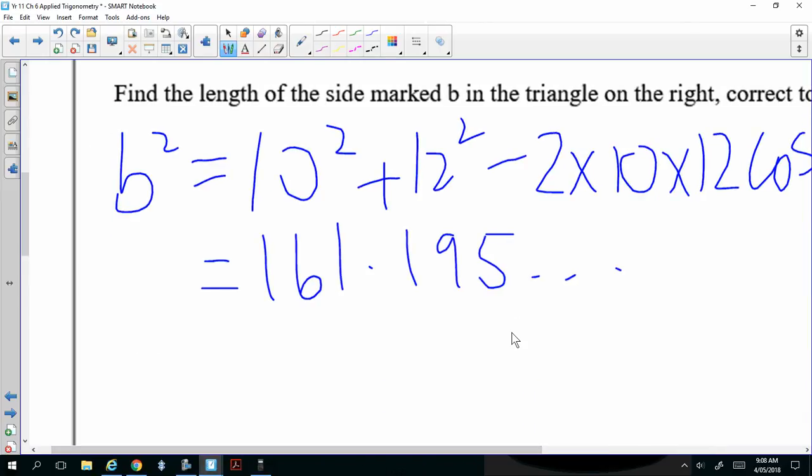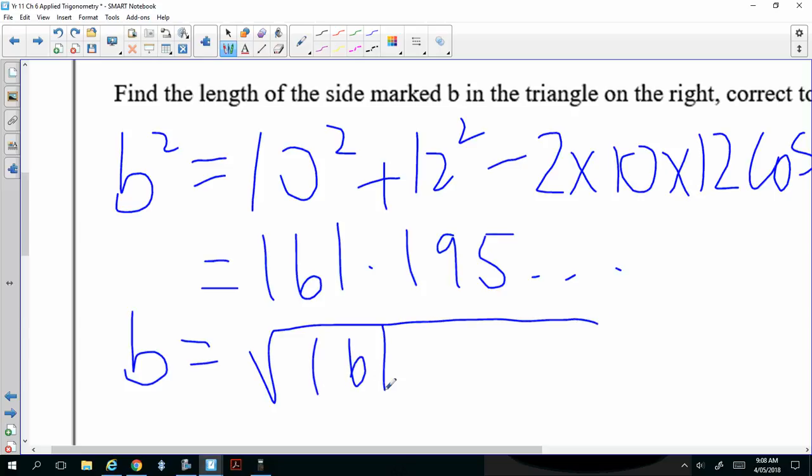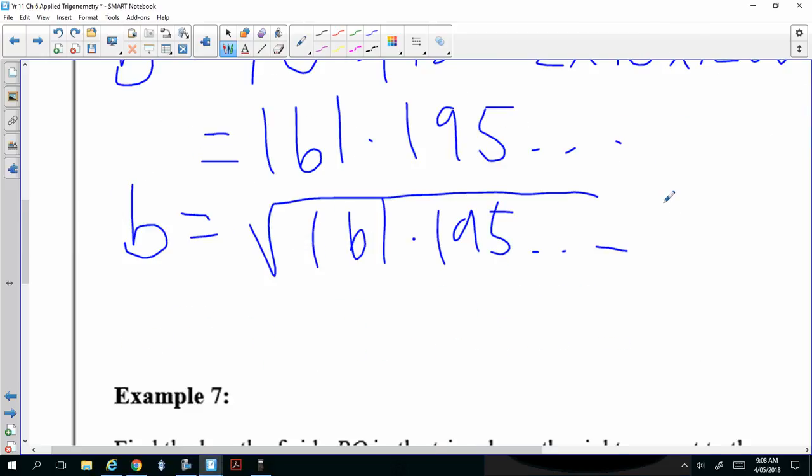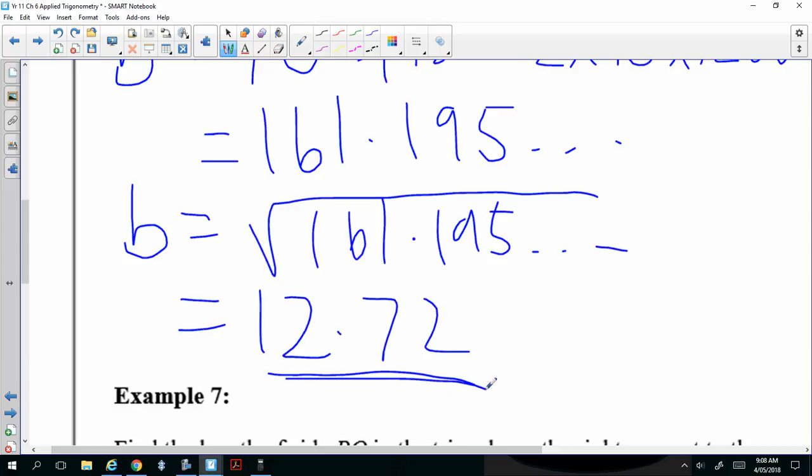You have to square root, because that's b squared. So make sure you square root your answer, which gives 12.72. 12.72 is, correct to 1 decimal place, get rid of the 2, approximately 12.7 meters. Any questions?